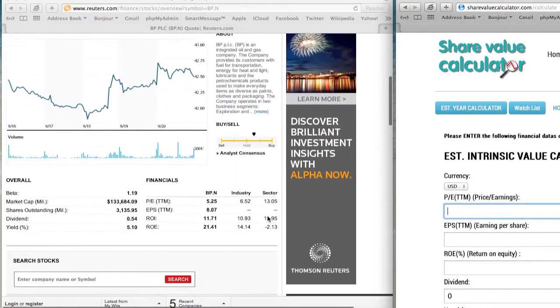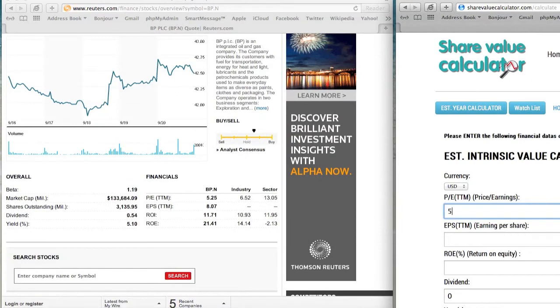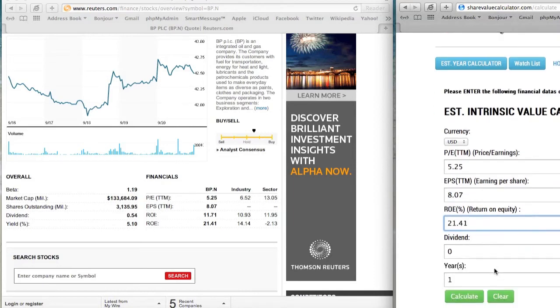Let's enter the variables. We are directly using the variables of Reuters. You may also get variables from Bloomberg, Yahoo Finance, or similar financial services websites. If the variables are changed, our results will change accordingly.